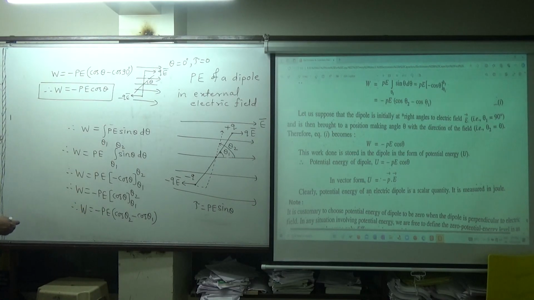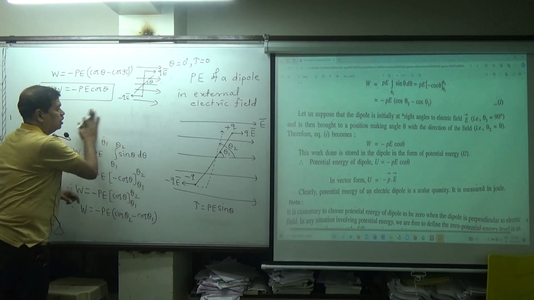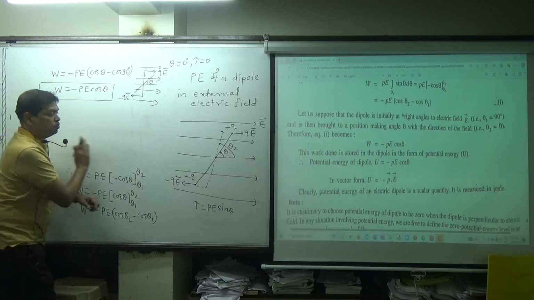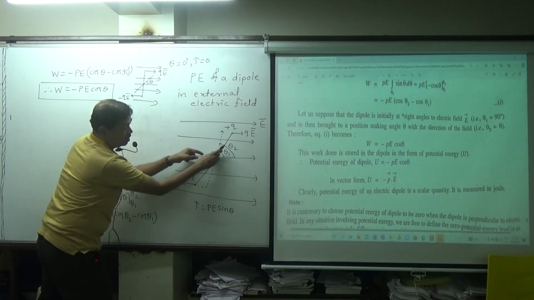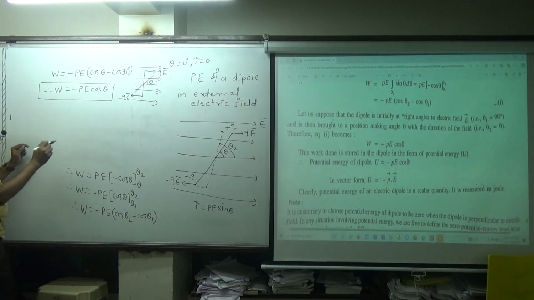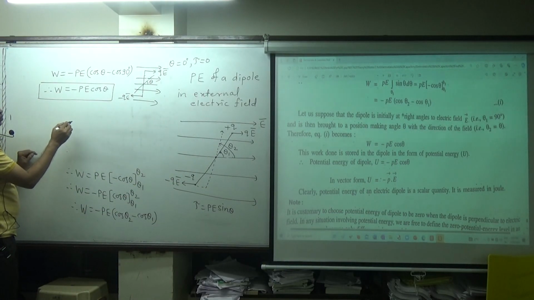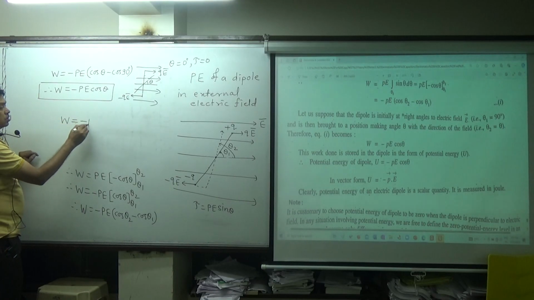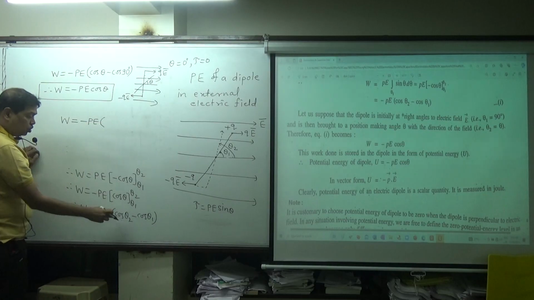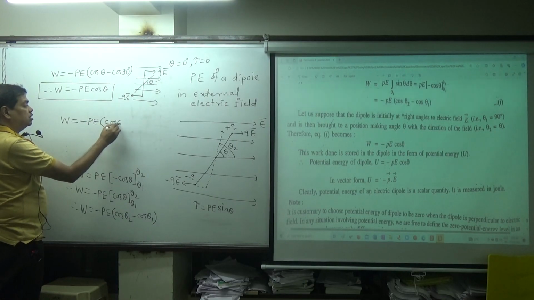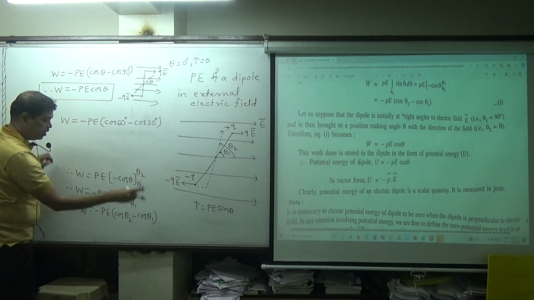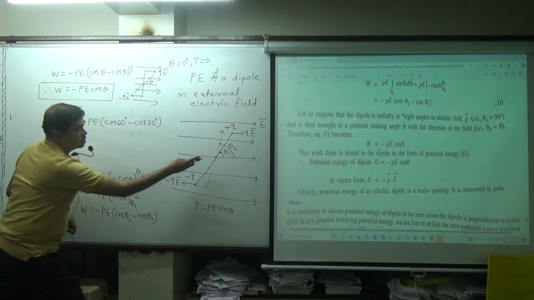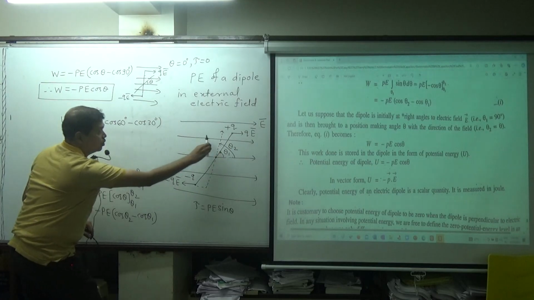कैसे positive आया? For example, if I would have rotated it from 30 to 60, मतलब यहाँ पे पहले 30 पे था and 60 पे घुमाया, ओके, तो कितना? 30 to 60, तो वर्क कितना आएगा? Work is equal to minus P E cos of theta, मतलब cos of 60 minus cos of 30. So I rotated from theta 30 to 60.